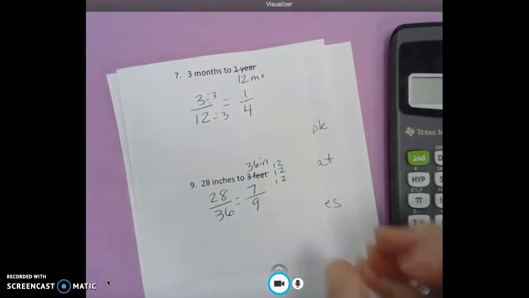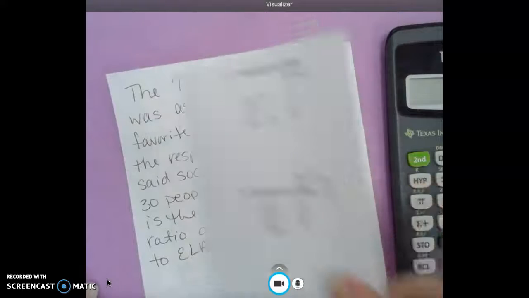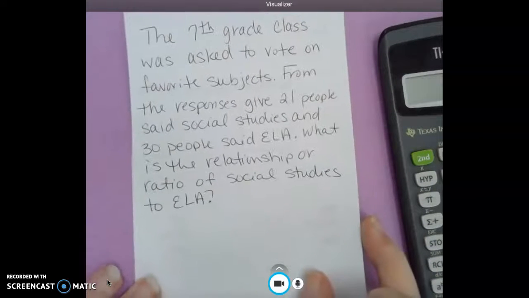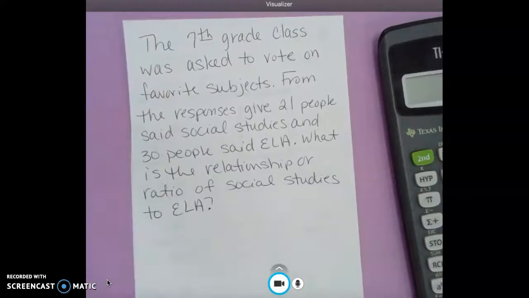Okay, so hope that is fairly simple. Now y'all may be thinking, yikes, oh my gracious, a word problem. That looks like a lot of words. But we're going to try to take it bit by bit, and hopefully it won't be too overwhelming. It says the 7th grade class was asked to vote on favorite subjects. From the responses given, 21 people said social studies and 30 people said English language arts. What is the relationship or ratio of social studies to ELA?